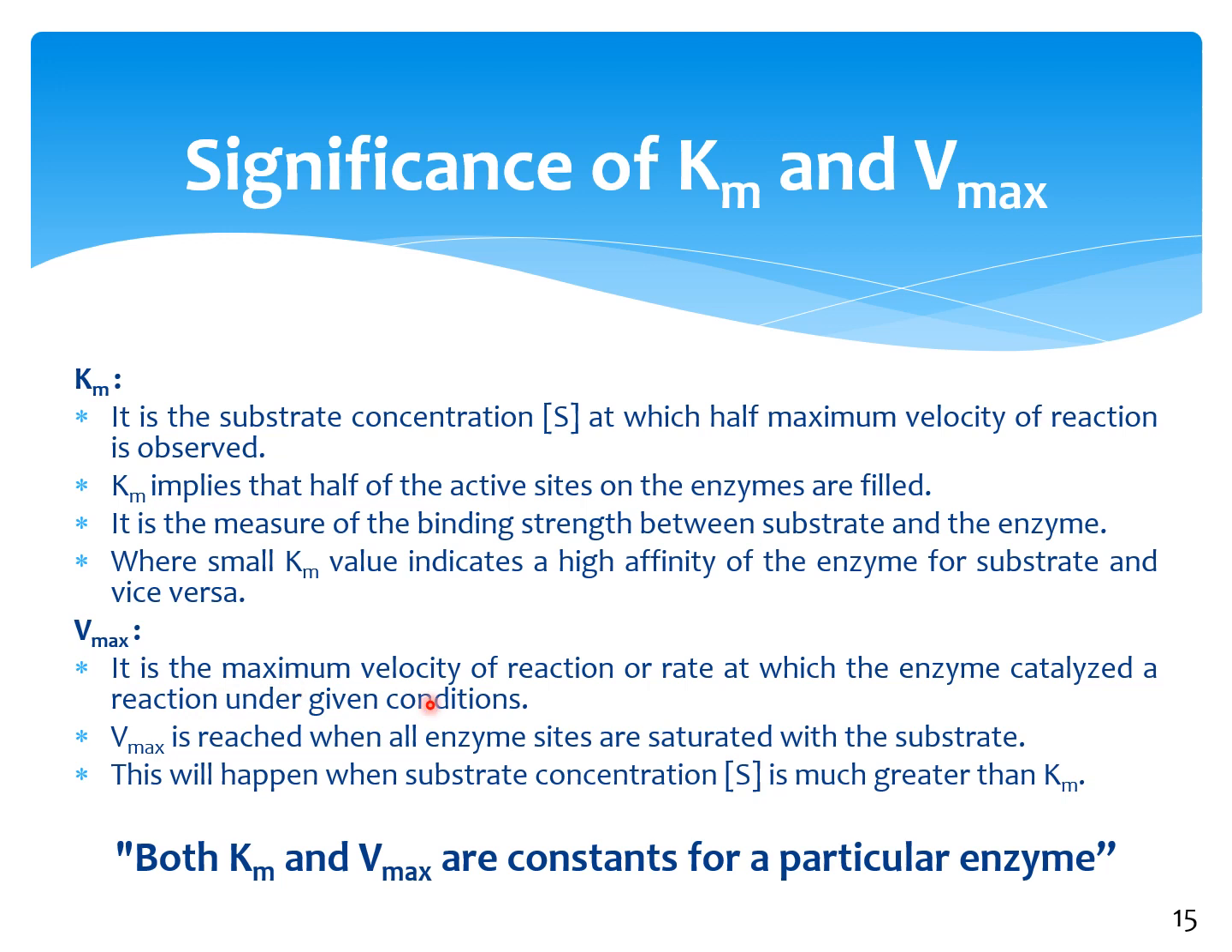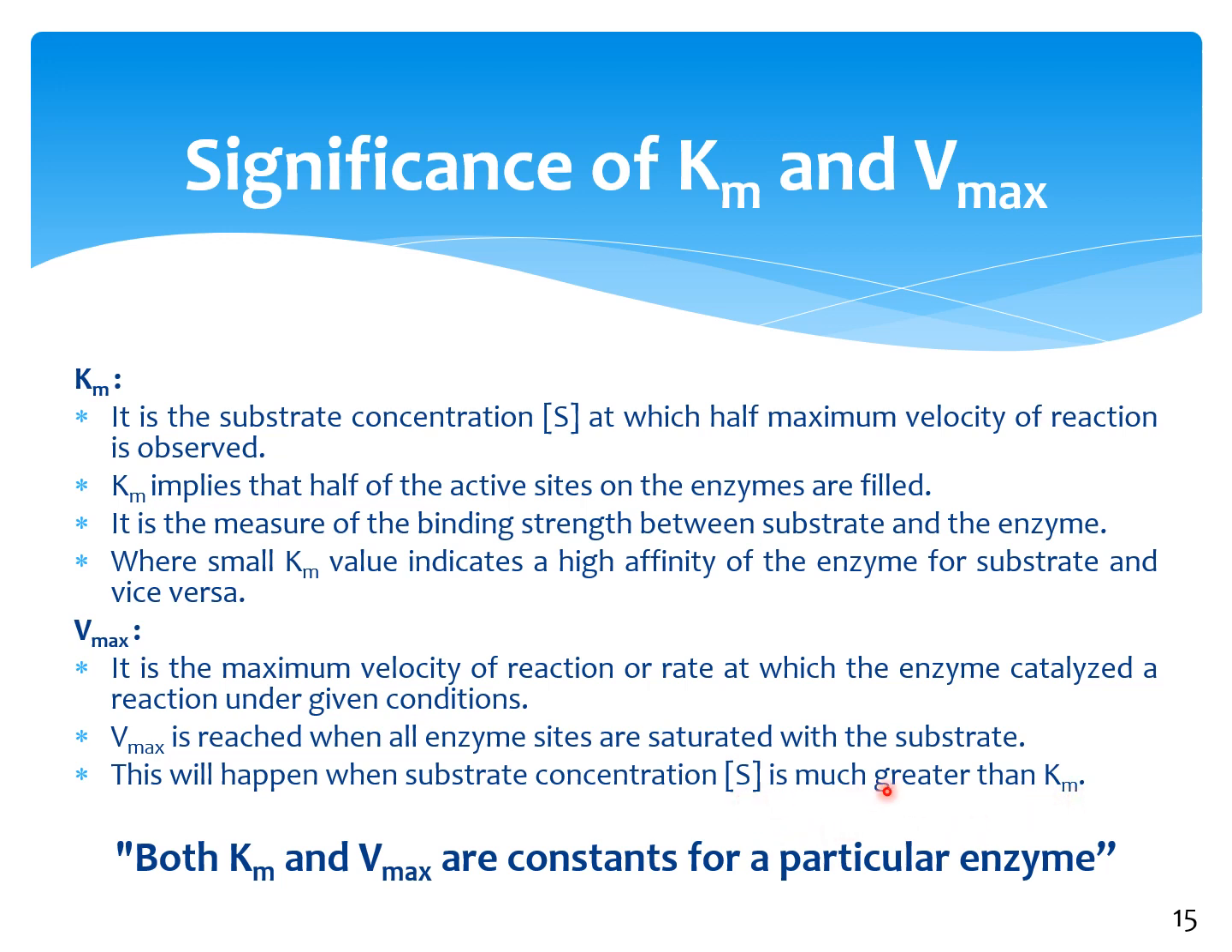Vmax is the maximum velocity of the reaction, or the reaction rate at which the enzyme catalyzes a reaction under given conditions. Or we can say it is the maximum capacity of an enzyme, how much substrate it can consume and convert into product. Vmax is reached when all enzyme sites are saturated with the substrate. And this will happen when substrate concentration is much greater than the Km.